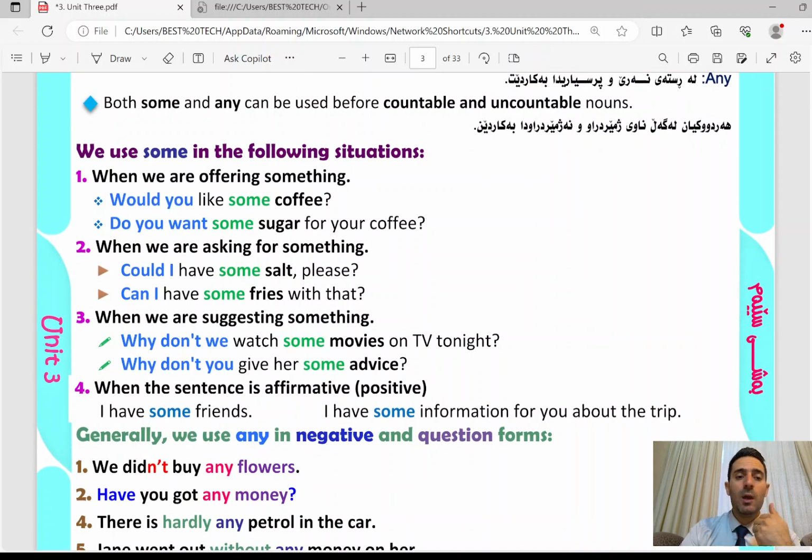The second one: when we are asking for something, but in an implied, polite way. For example: Could I have some salt, please? Also: Can I have some fries with that?